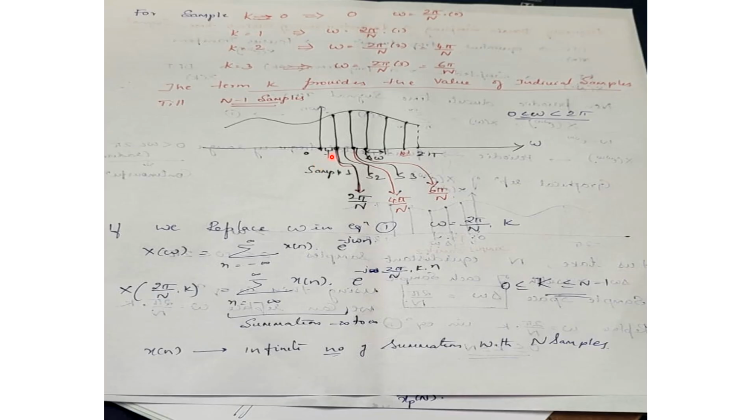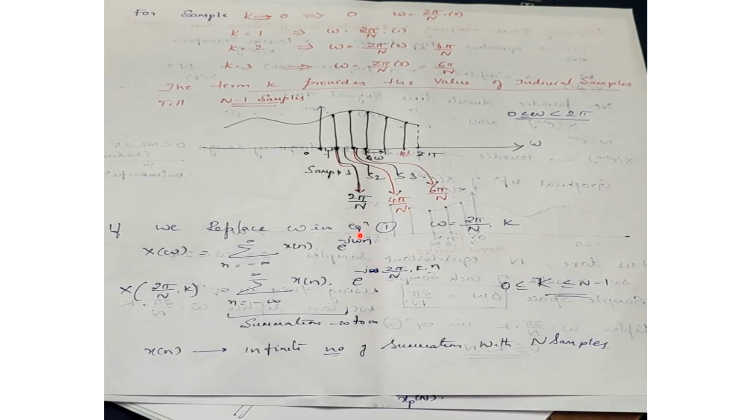So like this we will get sample 1, sample 2, sample 3 till N minus 1 samples, because we know the range of omega is greater than or equal to 0 and less than 2 pi. When it is less than 2 pi, we have to consider N minus 1 samples. So here we get sample 1 at the origin point, since k is equal to 0, omega will be 0. At the point 1, when k is equal to 1, this sample will be 2 pi by N. The next sample will be 4 pi by N.